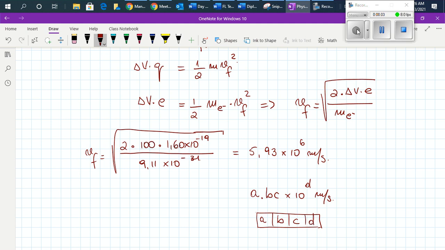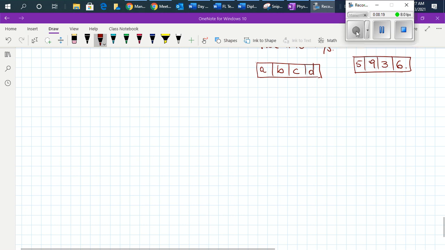So in this case, what you will record will be 5, 9, 3, and 6, and no units or anything else. So let's take a look at a second example when we have an alpha particle.